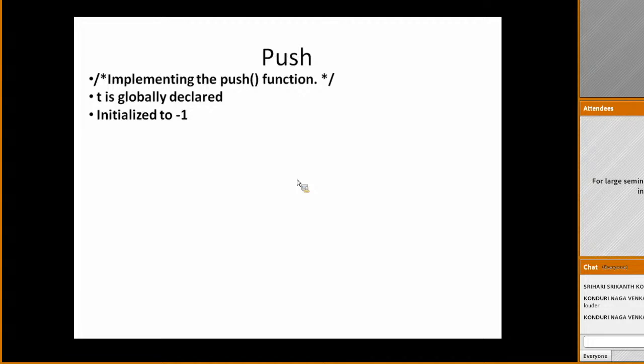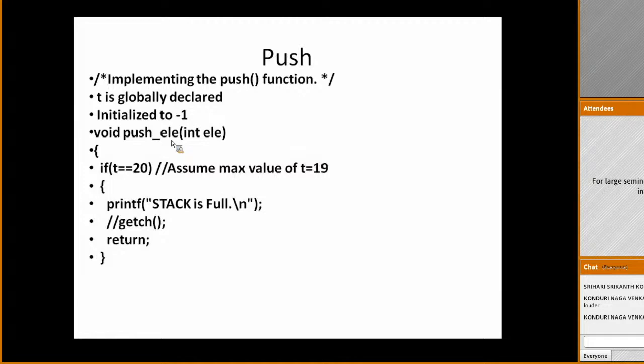First we are going to consider the case where we are creating an array which is going to work like a stack. So in a global variable, when I declare int t, I'm going to give it an initial value of -1. Then push element, int element. The element which you want to push is a parameter, and I'm calling the push element function.